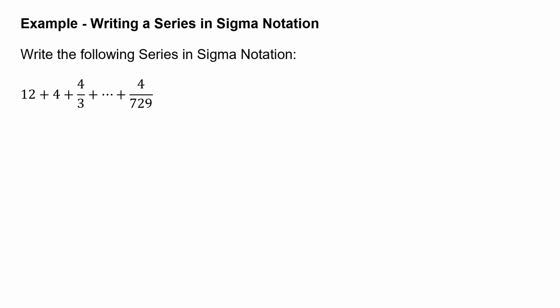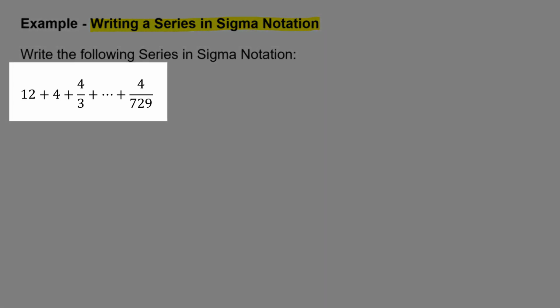In this example, we're going to look at writing a series in sigma notation. So it's almost like the reverse of what we were just dealing with in the previous example. And you can see here that we're given term 1, term 2, and term 3, as well as the last term in the sequence. It's given to us.